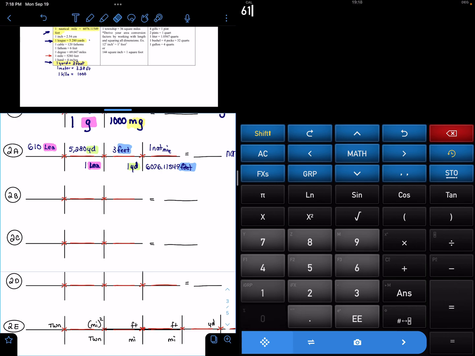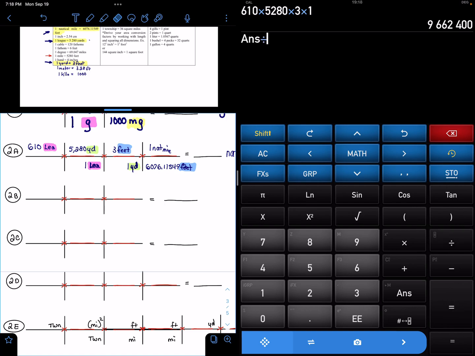So 610 times 5280 times 3. Now, you don't have to put in the times 1, but I'm just going to do this for the sake of proving a point that you multiply everything across the top. You hit enter. Now what we're going to do is divide it by anything on the bottom.